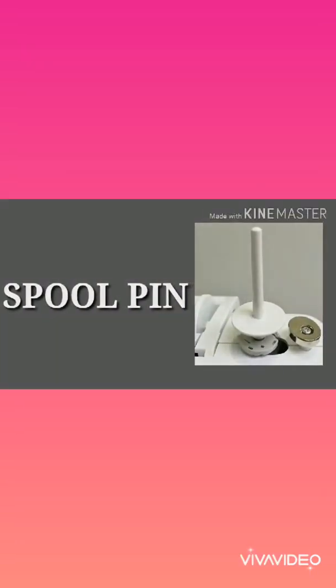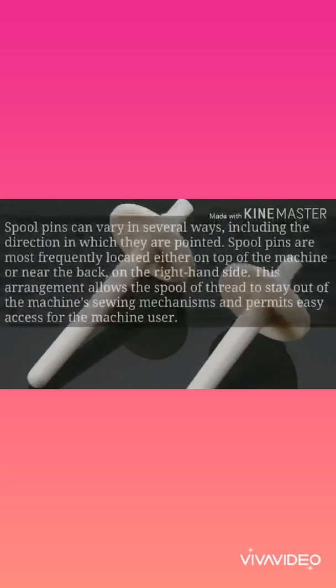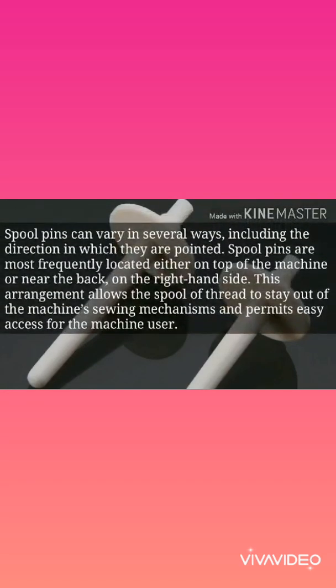Spool pin. Spool pins are most often plastic or metal pins, approximately the width of a pencil and ranging from 2 to 4 inches in length. Their design allows the spool of thread to spin freely. Spool pins can vary in several ways, including the direction in which they are pointed. Spool pins are most frequently located either on top of the machine or near the back, on the right-hand side.